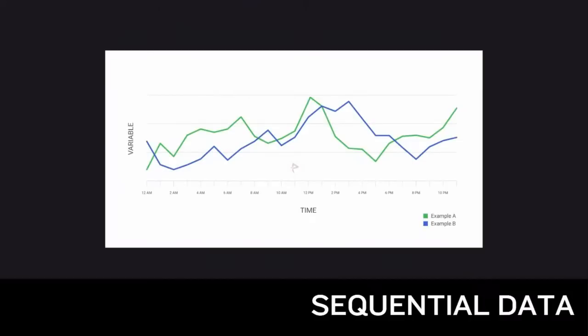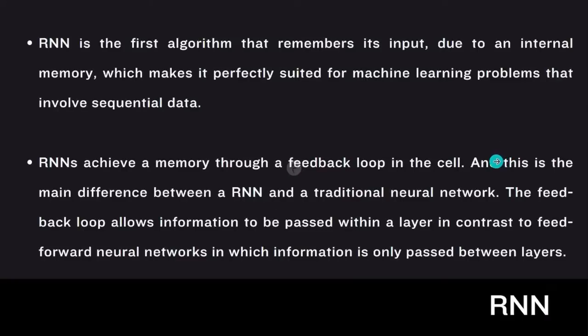Time series data such as stock price data, the sales data. So you could see a batch of data, right? What happened in the past will have an effect on the future. So it's a sequence of data combinations. So RNN is designed to capture this information. RNN is the first algorithm that remembers its input due to an internal memory, which makes it perfectly suitable for machine learning problems that involve sequential data.